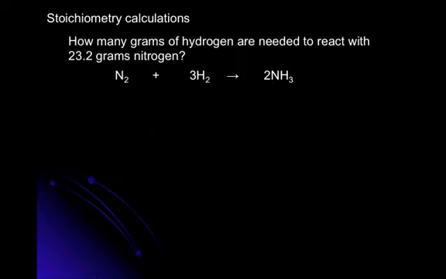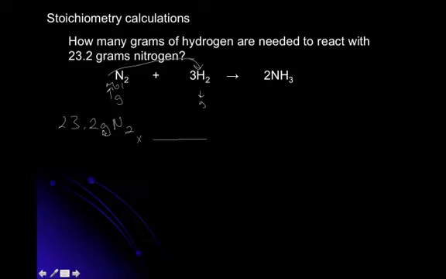Okay, another example. How many grams of hydrogen are needed to react with 23.2 grams of nitrogen? So in this problem, we are beginning with what we've been given, which is 23.2 grams of nitrogen. We've been given grams of nitrogen here. We're going to convert that up to the mole, and then we're going to use our ratio to convert over to hydrogen, and then we're going to convert the moles of hydrogen back down to grams. And so those are going to be our processes.